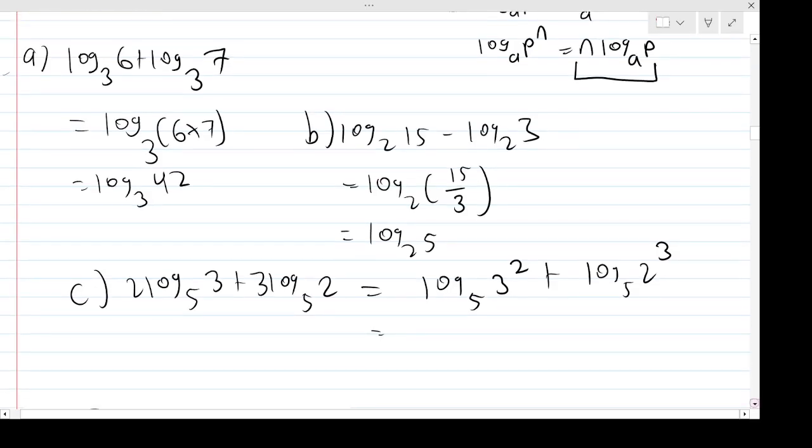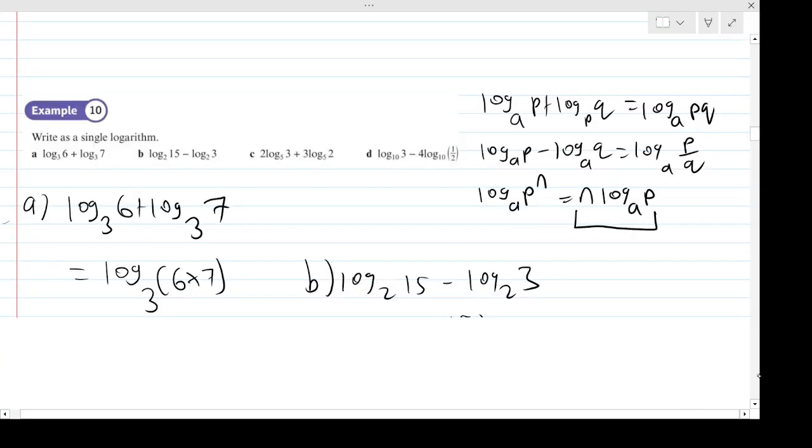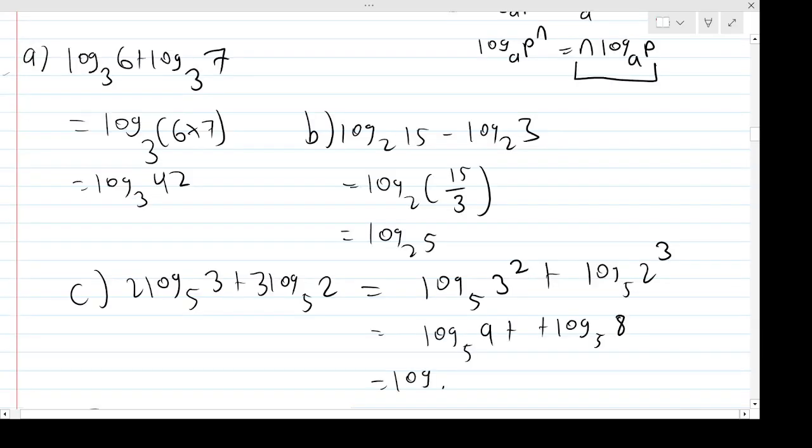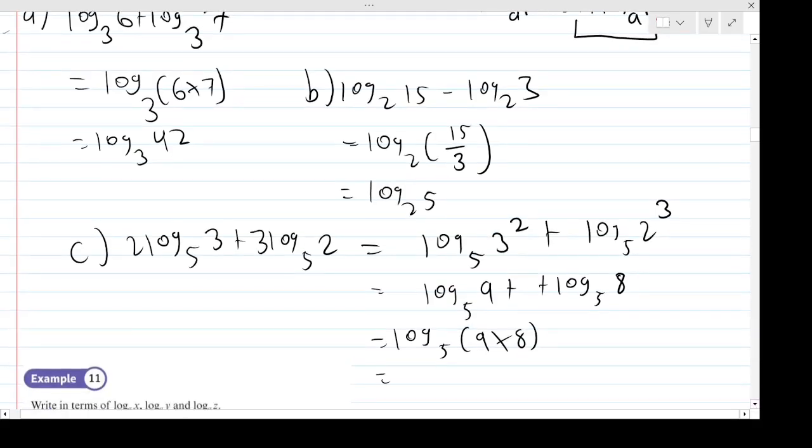Actually, I can simplify first what I've got. So 3 squared is 9, and then 2 to the 3 is 8. Now I can use the first log law here. So that would be log 5 of 9 times 8. Bring them together and times them, because I'm adding. Then 9 times 8 is 72. So that's log 5 of 72, and that is my answer.